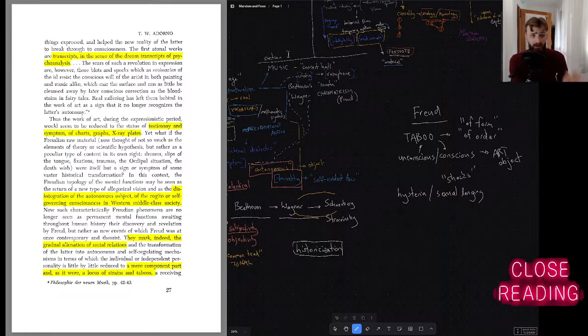So the analogy is that the first atonal works are transcripts in the sense of the dream transcripts of psychoanalysis, the scars of such a revolution in expression, those blots and specks which as emissaries of the id resist the conscious will of the artist in both painting and music alike, which mar the surface and can as little be cleansed away by later conscious correction as the blood stains in fairy tales.